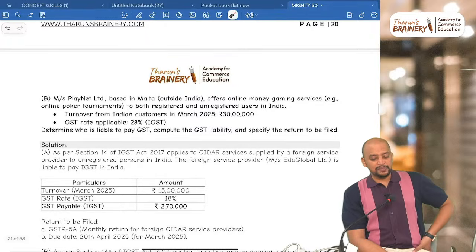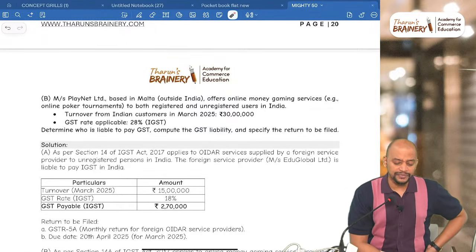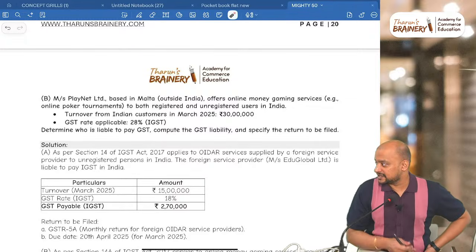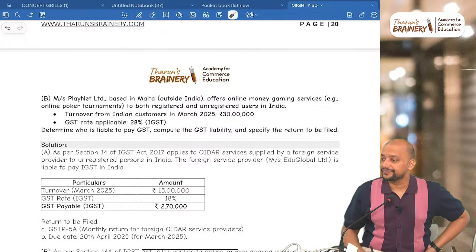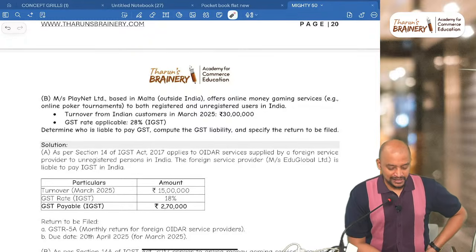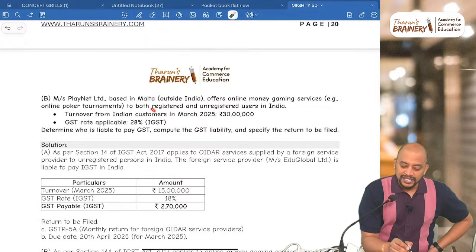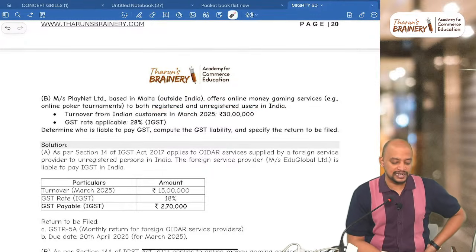Playnet Limited, based in Malta outside India, offers online money gaming service. Example, online poker tournaments to both registered and unregistered users in India.